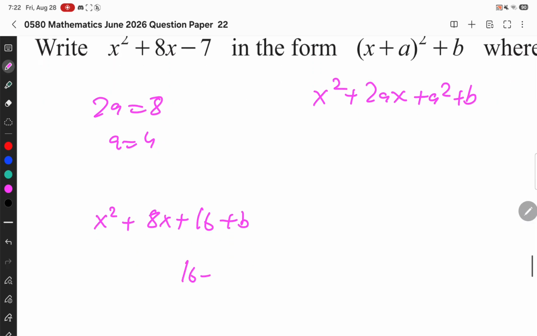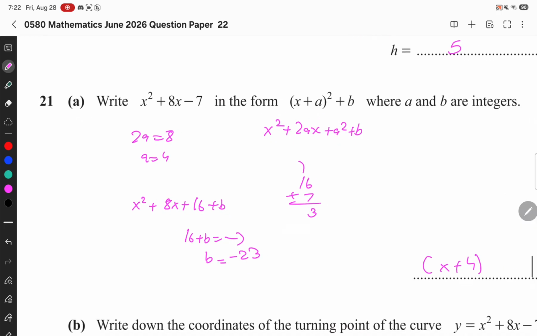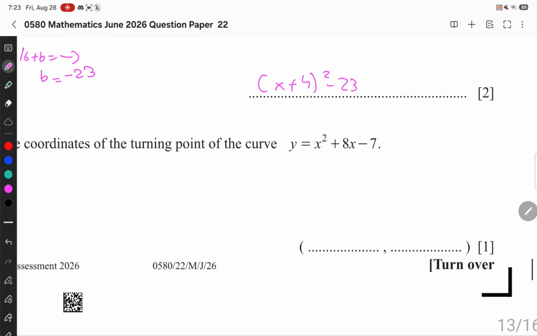16 plus b is equal to what? Negative 7. So b is equal to negative 7 minus 16, which is negative 23. Nice. So this is x plus 4 squared minus 23. Write down the coordinates of the turning point of the curve. So it is negative 4, negative 23.